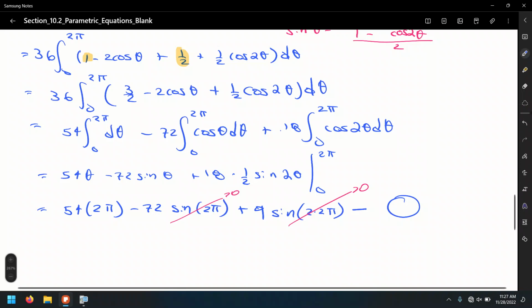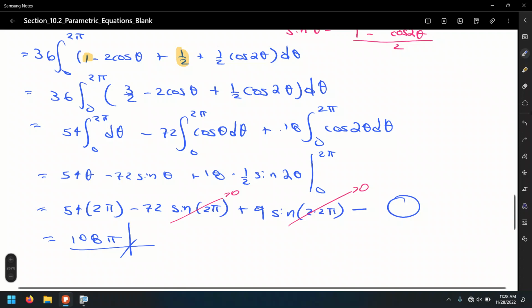What is that again? Yep. So which in this case is 108 pi. All right? 108 pi. So that's our final answer.